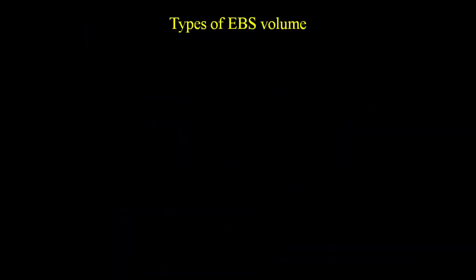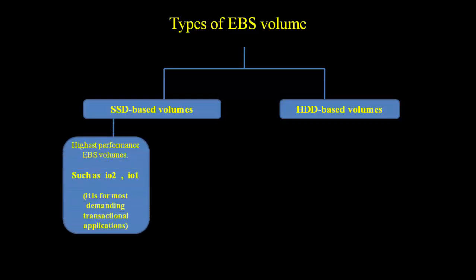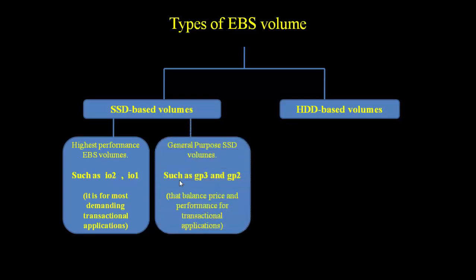Next one is the types of EBS volume. Basically there are two types of EBS volume. One is SSD based volumes and the second one is HDD based volumes. Inside the SSD based volumes, we again have two types. One is high performance EBS volume, for example IO2 and IO1. It is for the most demanding transactional applications. So if you want a high performance EBS volume, then you can go for IO2 or IO1. The second option is general purpose SSD volume, for example GP3 and GP2, that balance price and performance for transactional applications.